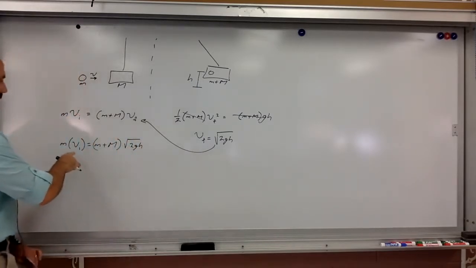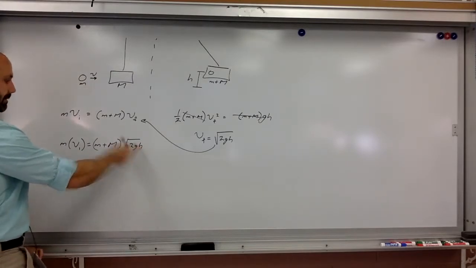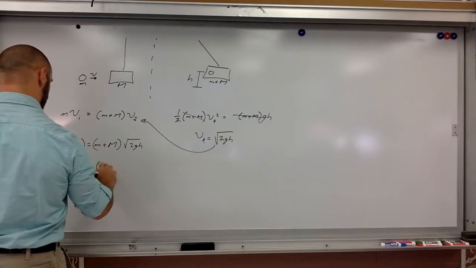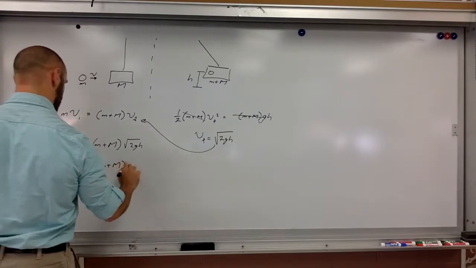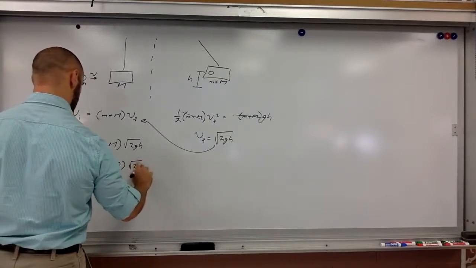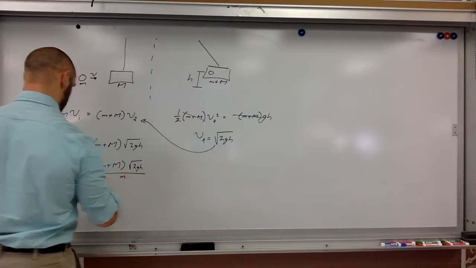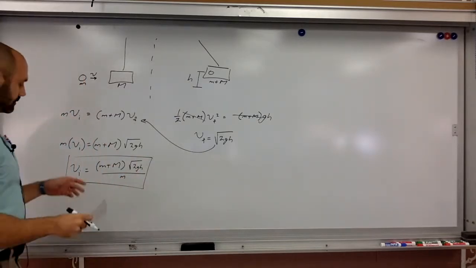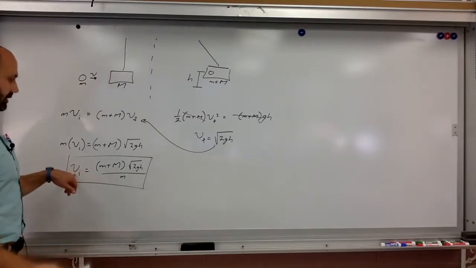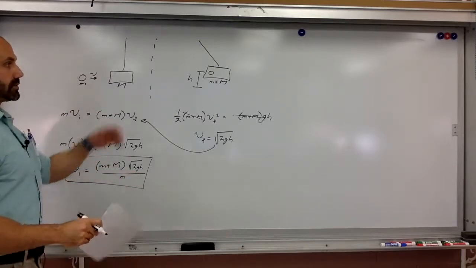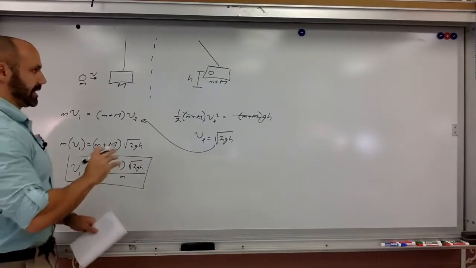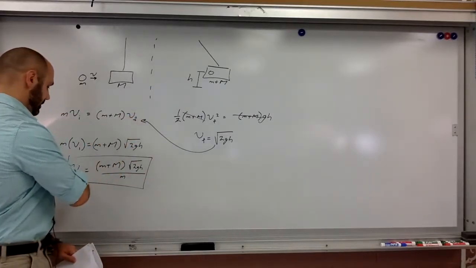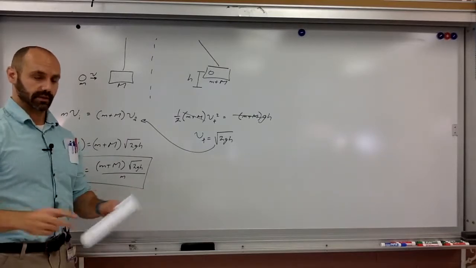So this looks good. We want this as a function of this. So now all we have to do is divide by little m. So vi is m plus big M times the square root of 2gh over little m. So now we have the initial velocity as a function of the height. So we know we have some ballistic pendulum, we know the masses, and we know how high it gets at the end. From that now, we can calculate what the initial velocity is.